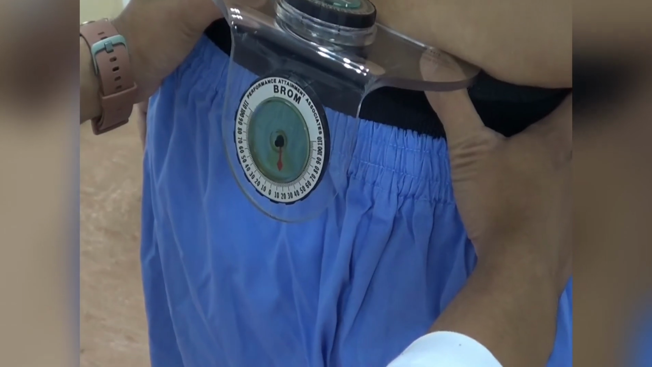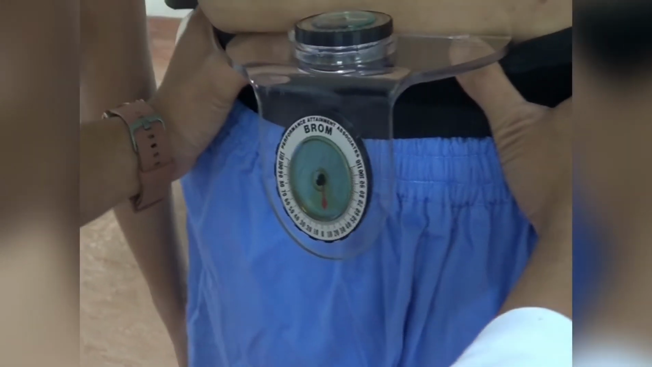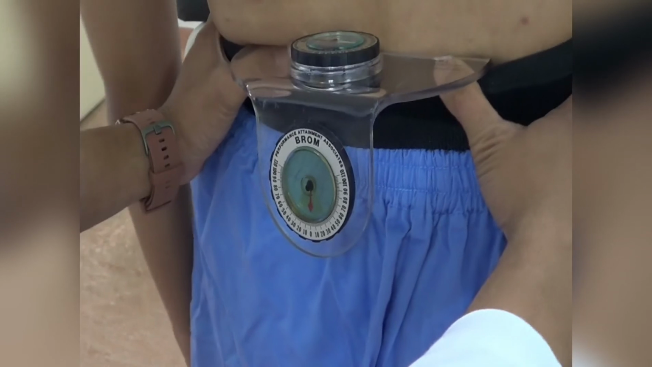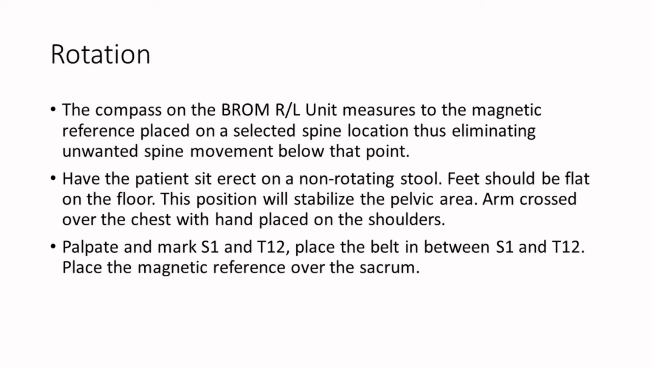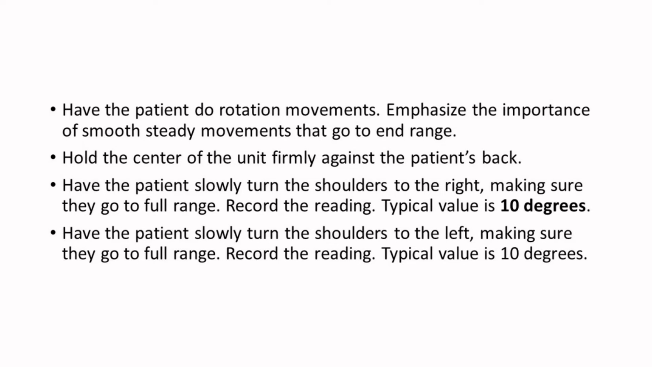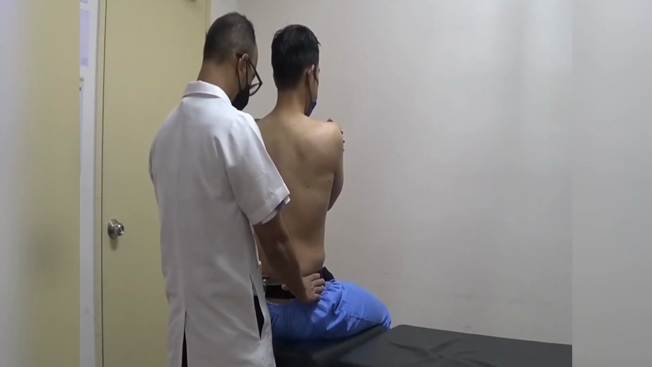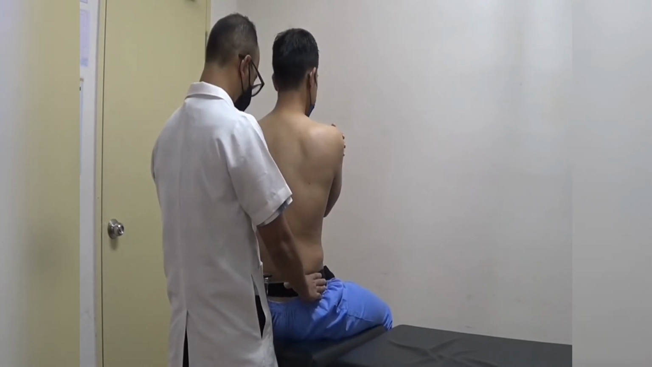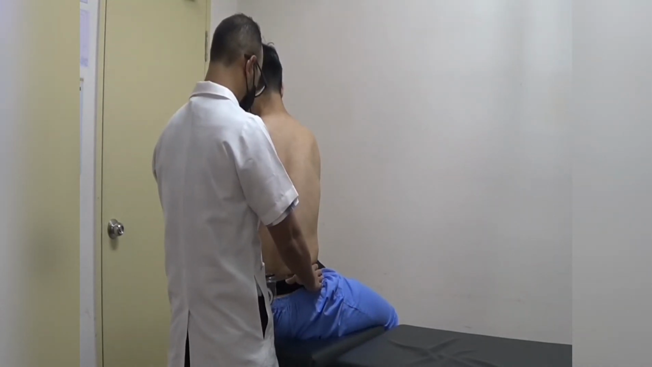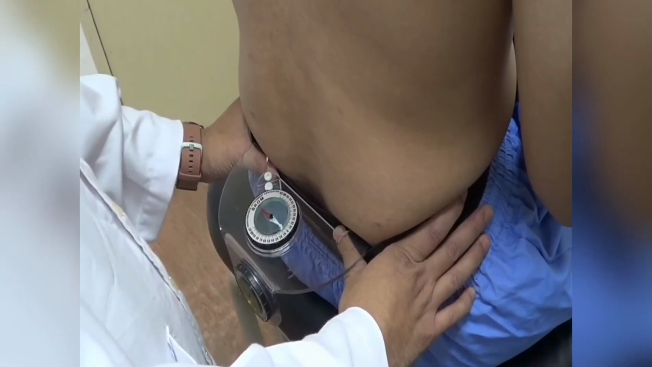Rotation. The compass on the BROM right and left unit measures to the magnetic reference placed on a selected spine location, thus eliminating unwanted spine movement below that point. Have the patient sit erect. Feet should be flat on the floor. This position will stabilize the pelvic area. Arms cross over the chest with hands placed on the shoulders. Palpate and mark S1 and T12. Place the belt in between S1 and T12. Place the magnetic reference over the sacrum. Have the patient slowly turn the shoulders to the right, making sure they go to full range.